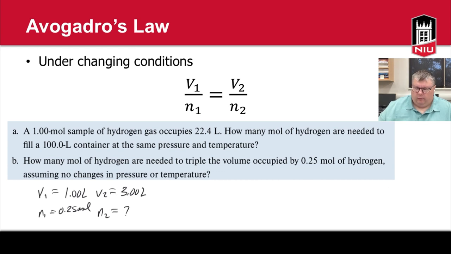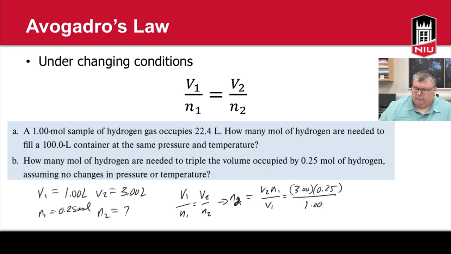So V1 over N1 equals V2 over N2. Solve for N2 again. N2 equals V2 N1 over V1, which is equal to 3.00 times 0.25 over 1.00, or 0.75 moles of hydrogen gas needed to triple the volume.